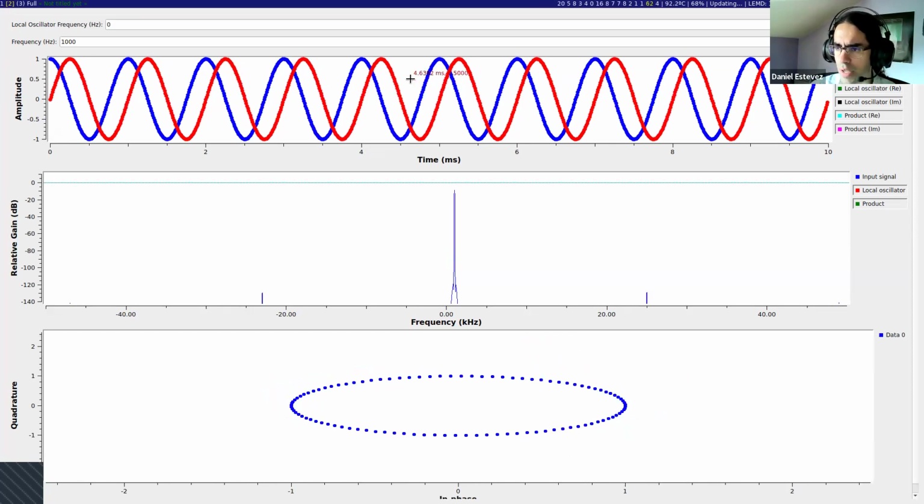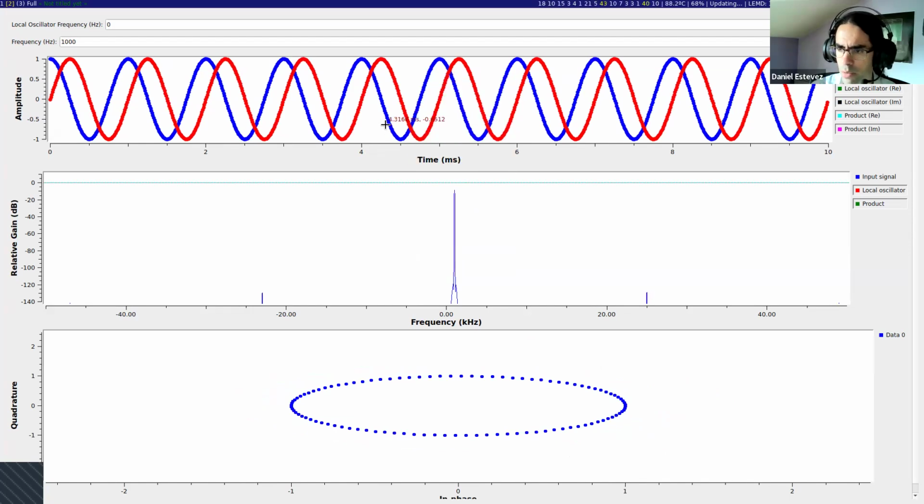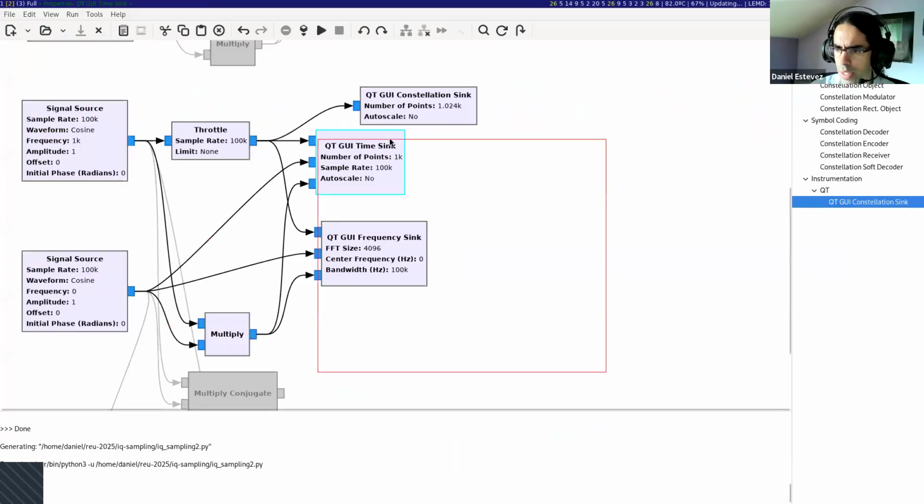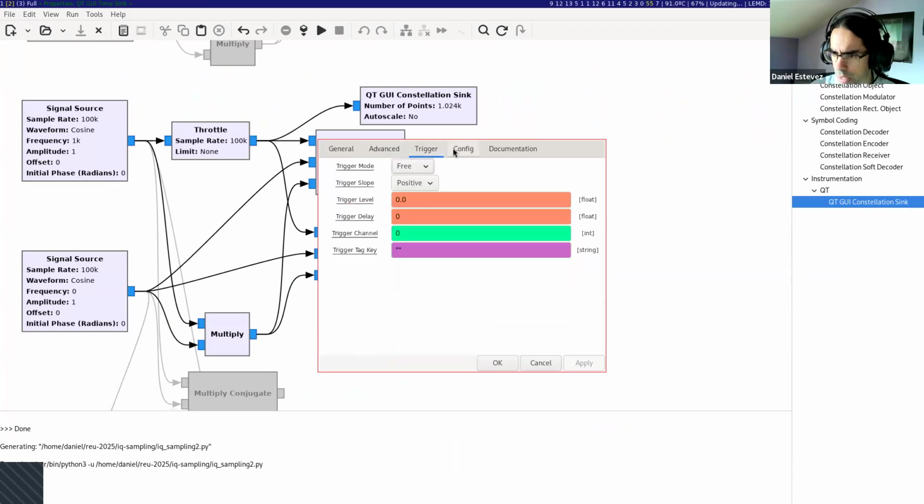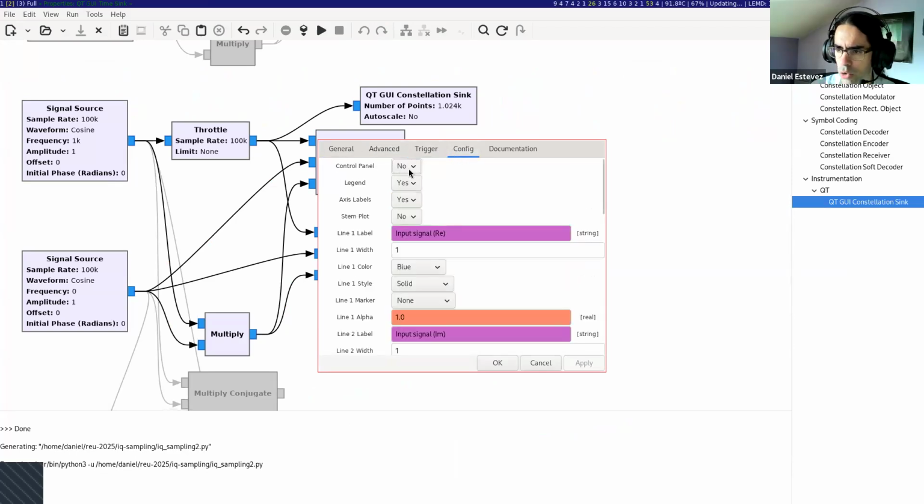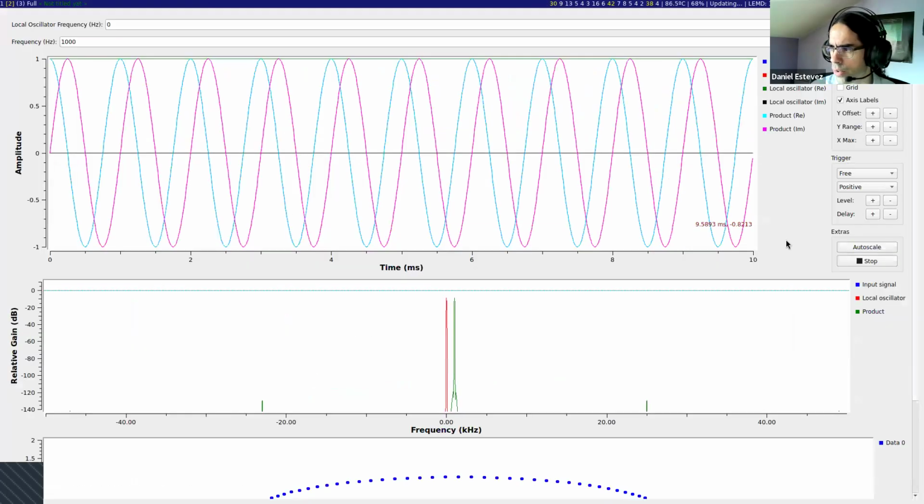So if you don't have a middle mouse button, but still you want to access these settings, there is another way. We can go back to the QT GUI time sink, and there is somewhere in config where it says control panel, and you can say yes. And if you do that, then you get many of those settings here. Maybe not all of them. But at least you get some additional settings here that you can use. I don't know if right clicking works, no, that doesn't seem to work.